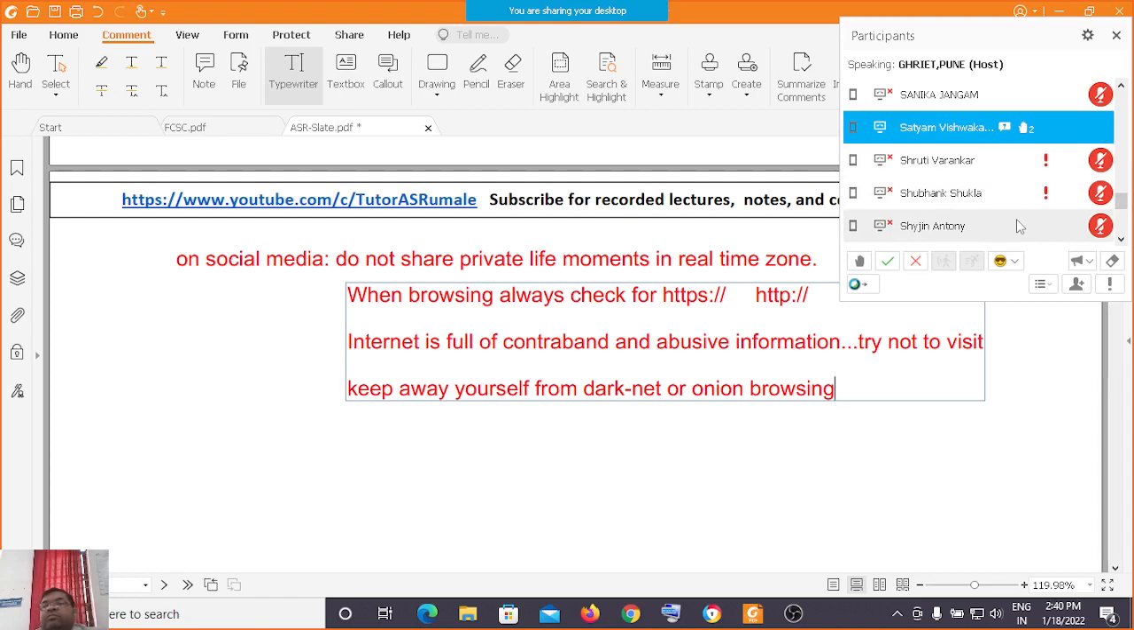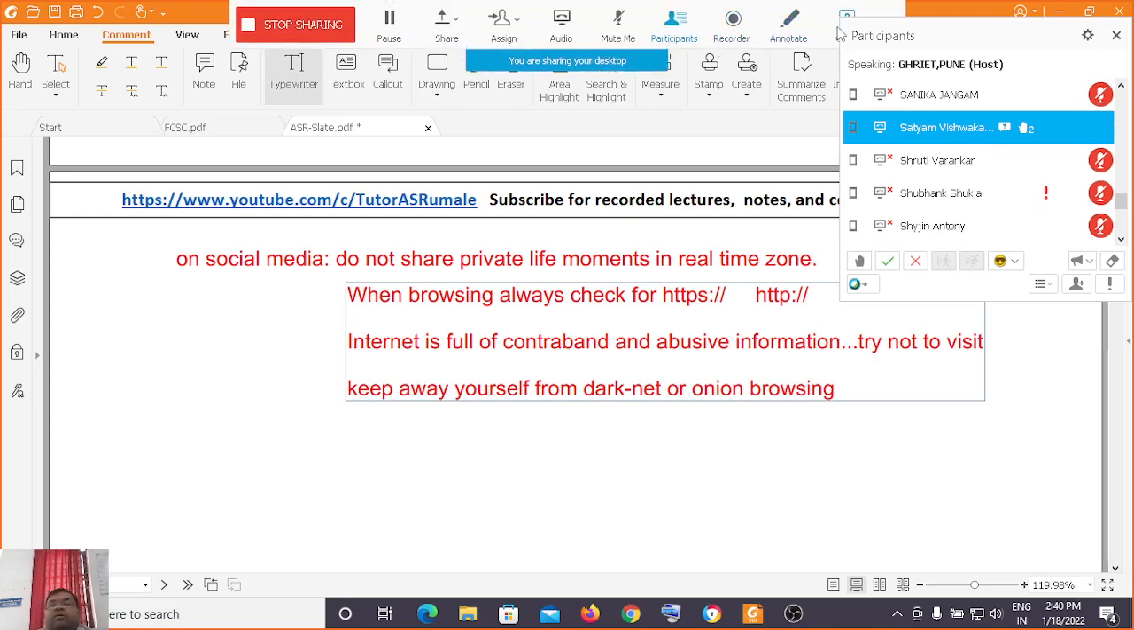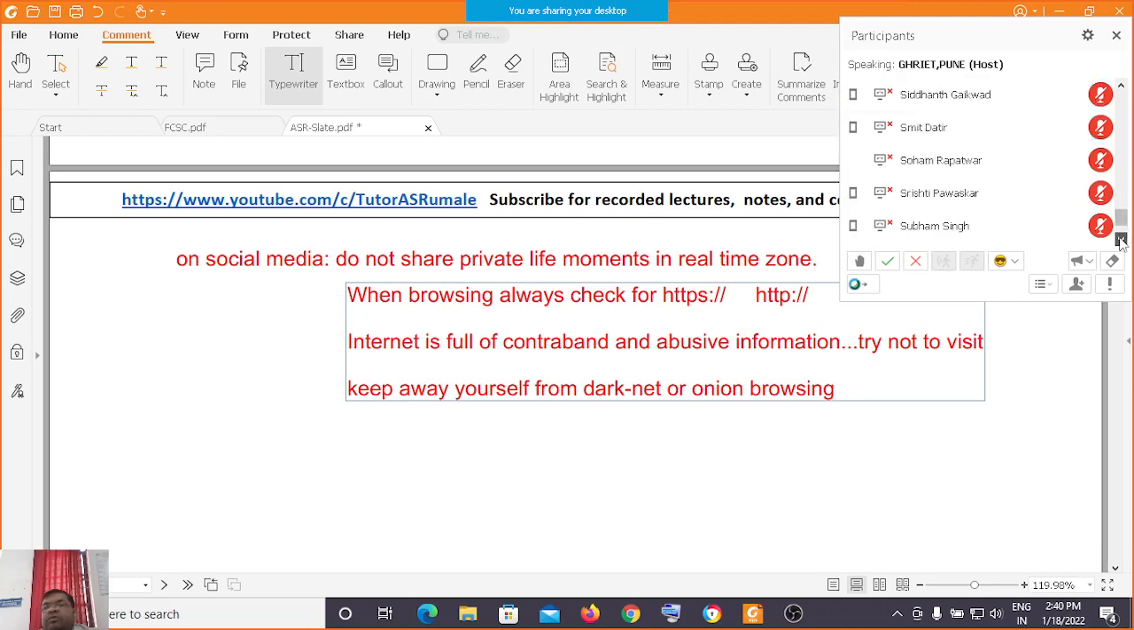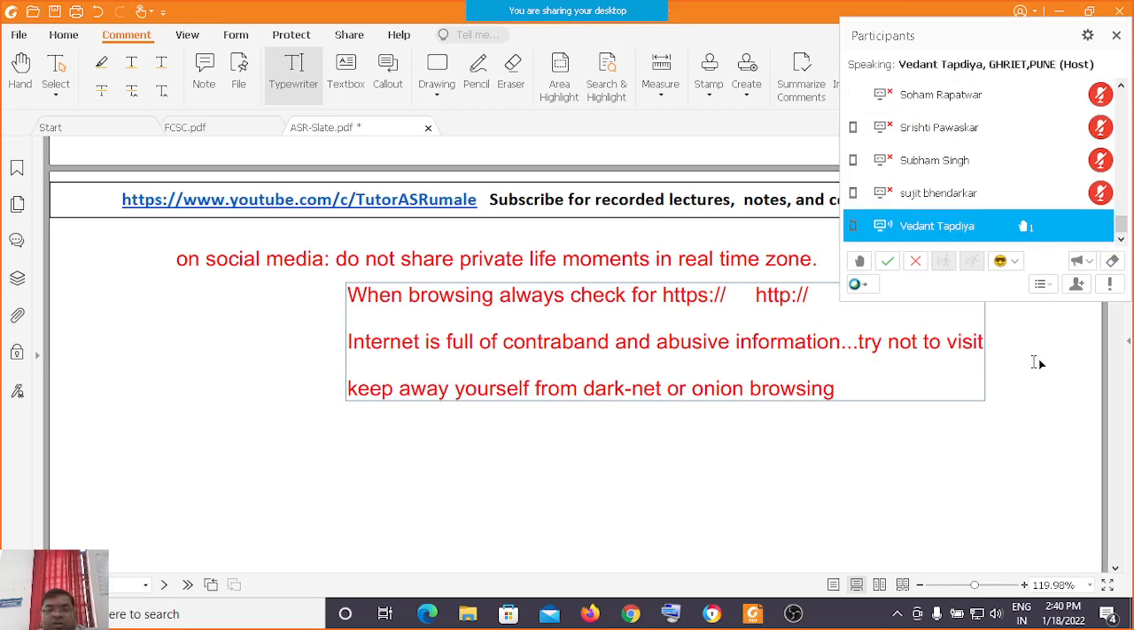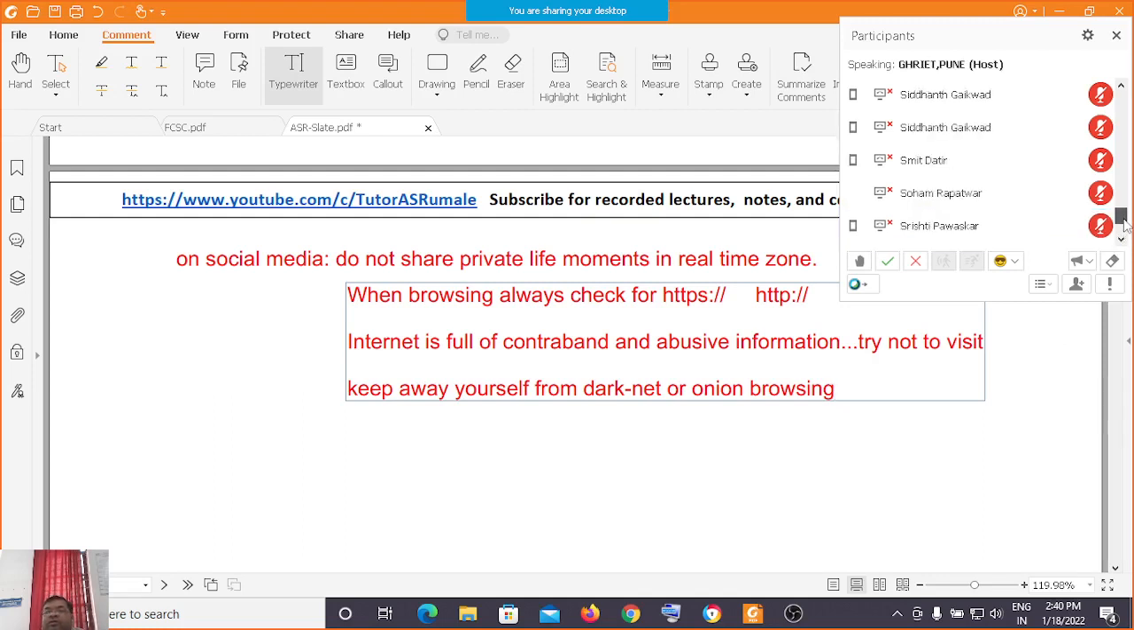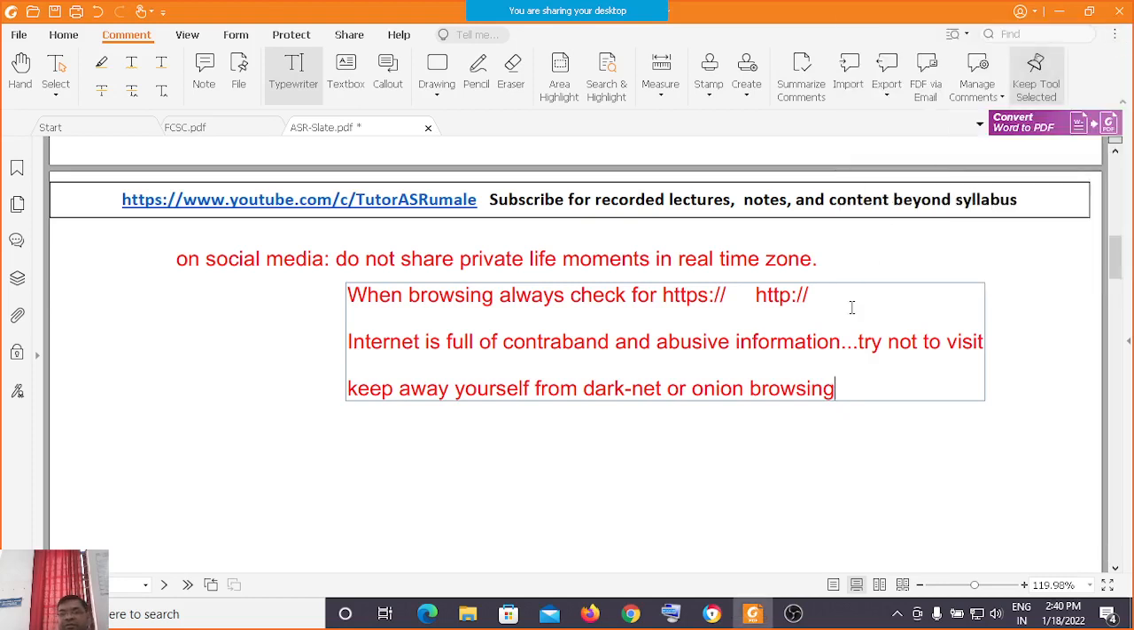Yes, Satyam Vishwakarma. You don't know? Okay, Vedant Tapadia, you know? Yes, sir. Onion browsing, you know? Can you tell your friends what is onion browsing? Onion or other browser is a browser where we can access the dark web or deep web. So the best example for this is your Tor browser. Onion browsing, you are on the Tor network and other networks are there, darknet.